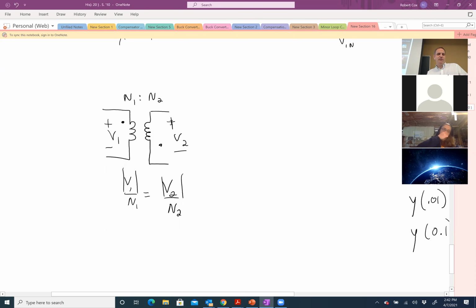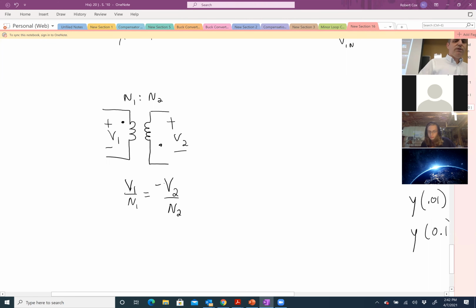If my plus signs are both at the dot or both not at the dot, then there's a positive relationship here. All right, so in this case, that means there's a negative relationship. So that means that V1, V2, if I remove the absolute values there, there's a negative in that case.